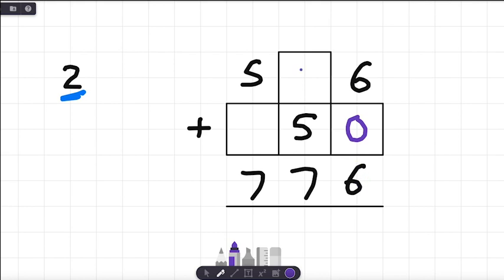So it's got no units, to make sure that this total gives us 6 units. Here we've got something add 5 is 7 tens, so that must be 2. 2 add 5 is 7. And 5 plus 2 is 7 for the hundreds. So we have 526 plus 250 gives us 776.